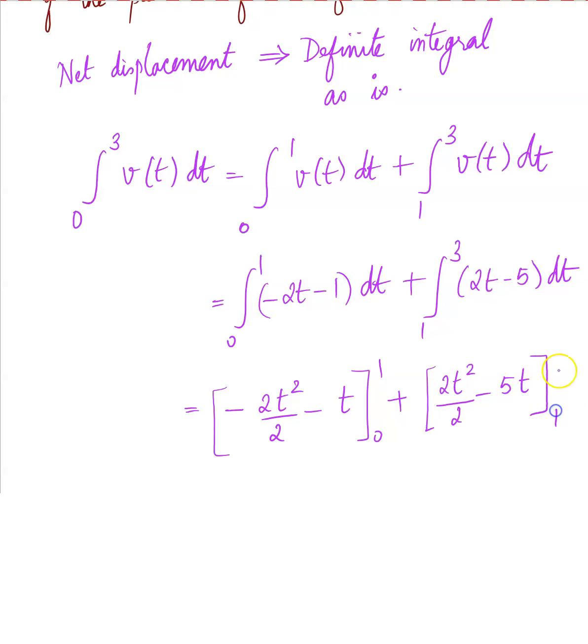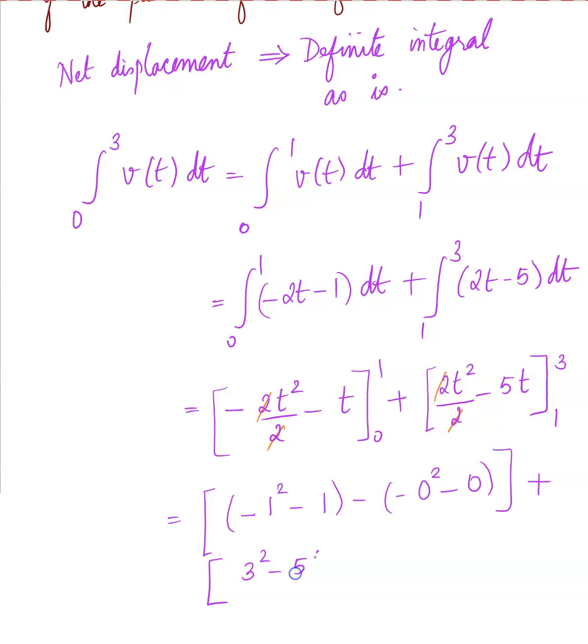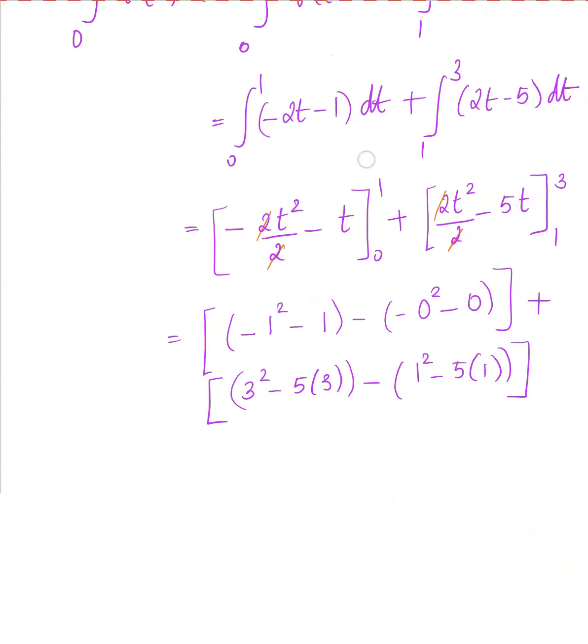1 to 3. Okay, and you know that these will simplify, right? The 2's will cancel off. So negative 1 squared minus 1 minus negative 0 squared minus 0. I'm writing it as is. 3 squared minus 5 times 3, minus 1 squared minus 5 times 1. All right, so now go ahead and clean up.